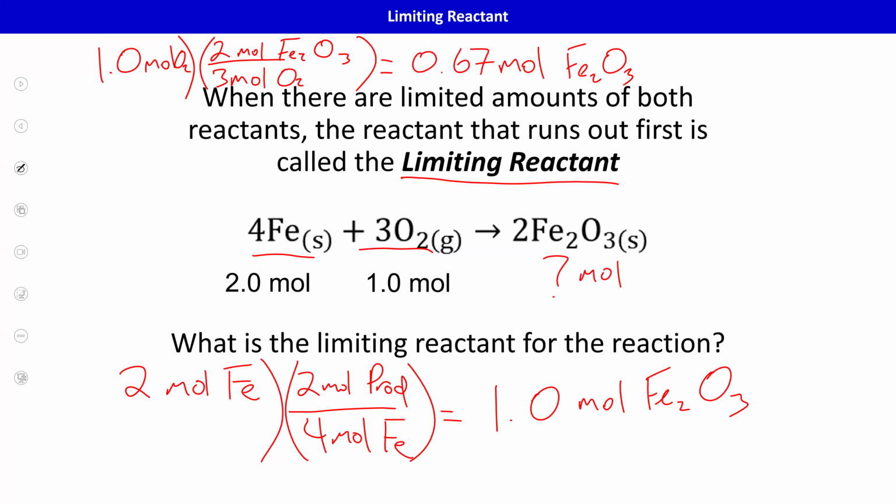So which of these numbers is right? Multiply everything by 100 and think in terms of hamburgers. I have enough oxygen to make 67 hamburgers, and I have enough iron to make 100 hamburgers. How many hamburgers can I make? 67. So that tells us that the oxygen is the limiting reactant, because that's what's running out first.